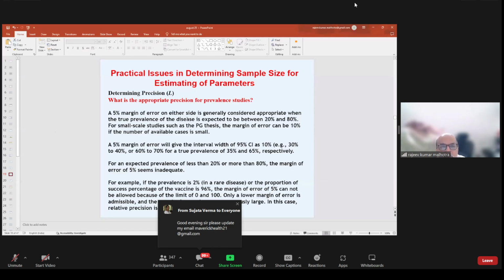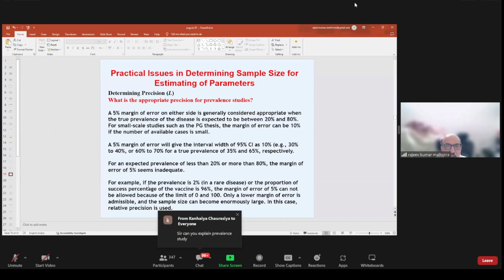So the important thing is what is the precision for the prevalence study. The question is what precision is appropriate for that. Generally we expect that a 5% margin of error on either side is considered appropriate if you have a true prevalence between 20% and 80%. But for small scale studies such as PG theses, you can increase the margin of error to 10% if the number of available cases is small. So this is the relaxation for the PG thesis. It is recommended for that, but generally you take a 5% margin of error.